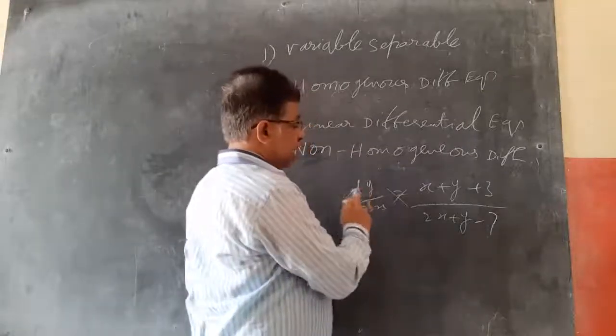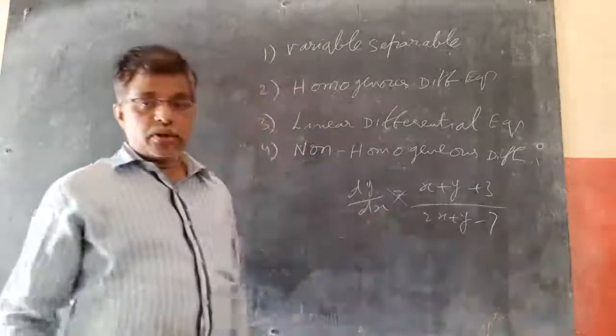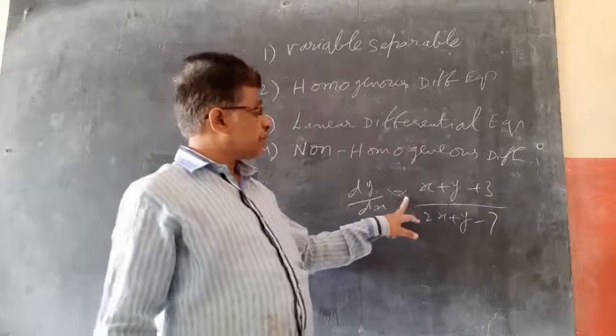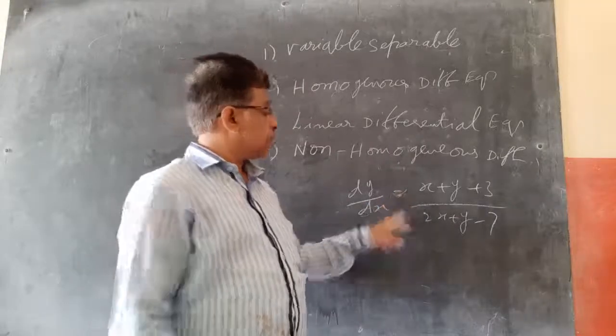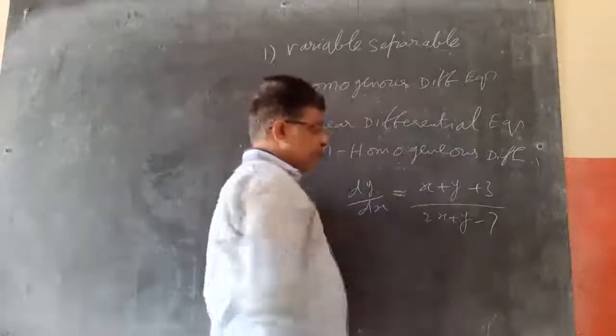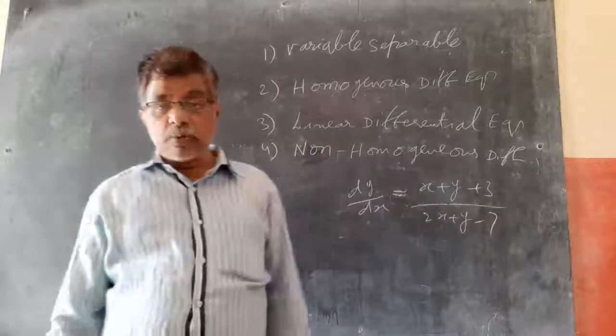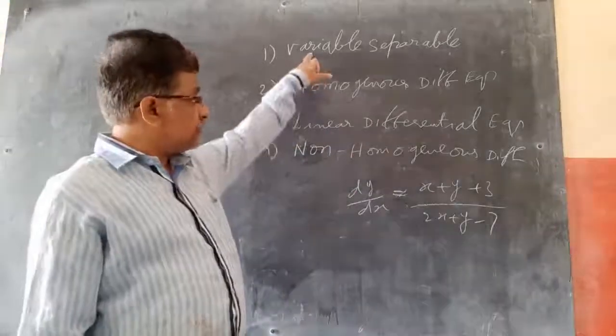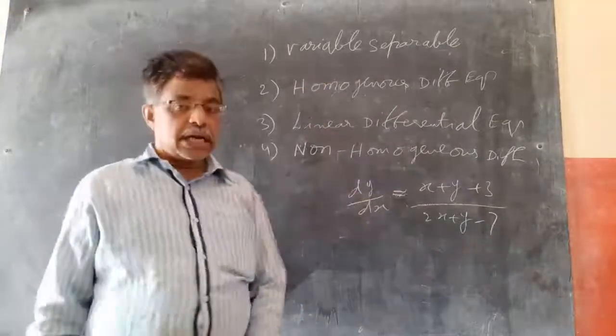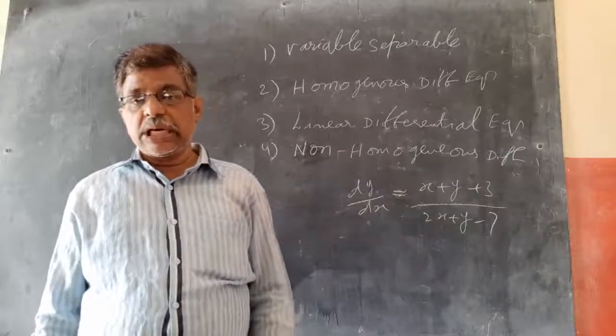So this is non-homogeneous, and you cannot do variable separable either. If you do this, dy into x, you can't separate the variables. So those types of equations, which are not of these three kinds, are known as non-homogeneous equations.